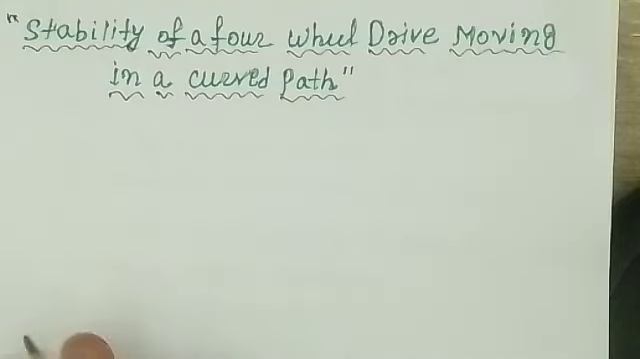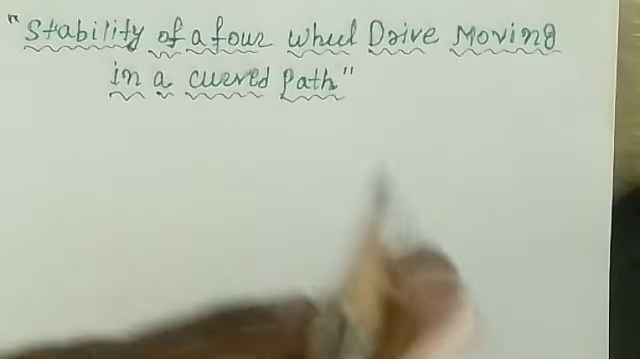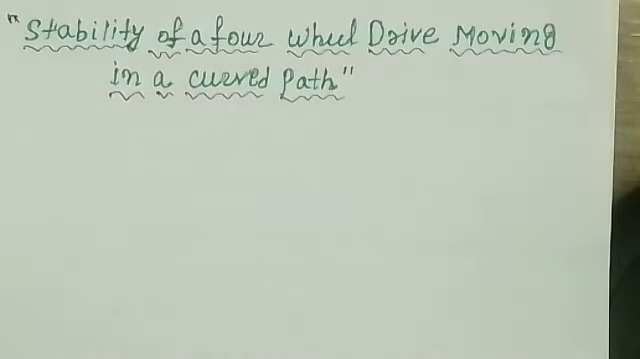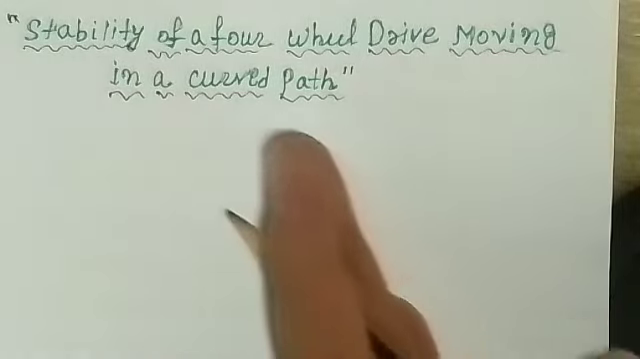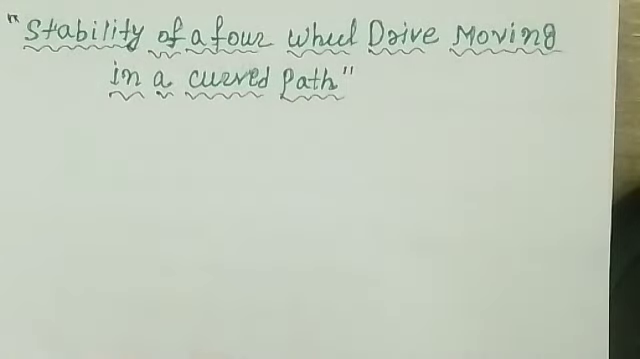One reaction is because of the weight of the vehicle, and the second is due to the gyroscopic couple. Gyroscopic couple in the sense that it is because of the wheel rotation and the engine movement. The third type of reaction is because of the centrifugal force. Why? Because the vehicle is taking a turn on a curved path. Because of this curvilinear motion, a centrifugal force will act. Due to that centrifugal force, a couple will generate, and because of that couple, a reaction will be produced. So one by one we will see.